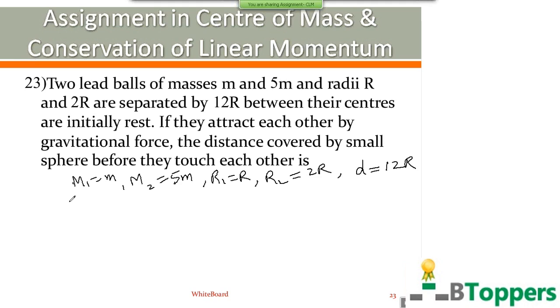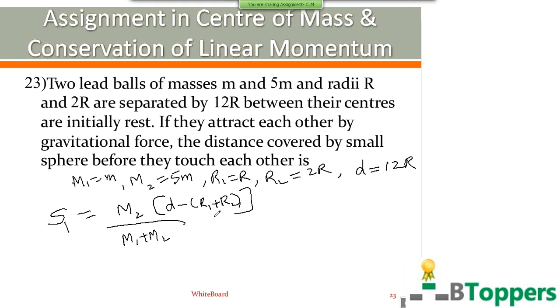As I discussed in one of the special cases earlier, if you remember the result, you can straight away use it. First, I solve the problem by using the conclusion which I have already discussed. Next, I also solve it by the principle. So, the distance moved by the first sphere before they collide with each other, you can write m2 by m1 plus m2 into d minus r1 plus r2. In case you remember the conclusion which I have discussed in one of the special cases, you can directly use the conclusion like this.